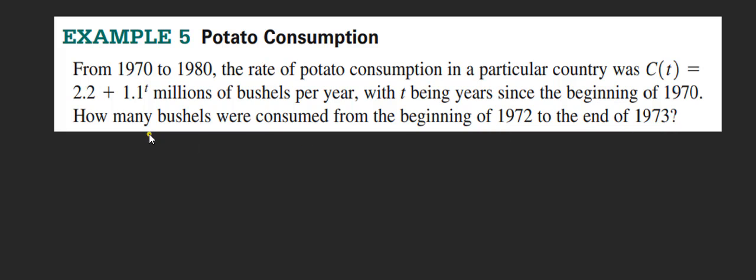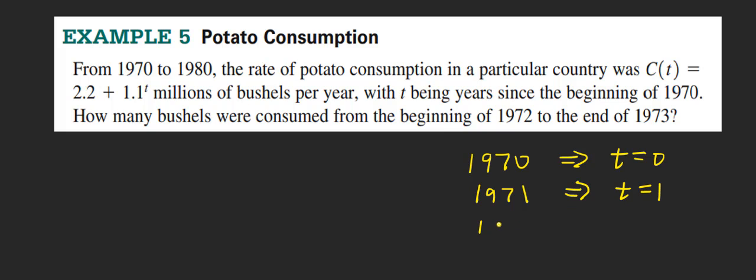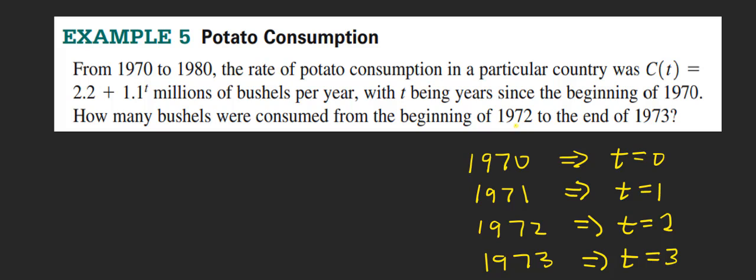Basically, we'll find the total number of bushels consumed from the beginning of 1972 to the end of 1973. We can think of it as 1970 representing t equals 0, and 1971 representing t equals 1, and so forth. We're looking for total consumption from the beginning of 1972 to the end of 1973, which is like the beginning of 1974. So we're looking for total consumption of potatoes from 2 to 4.